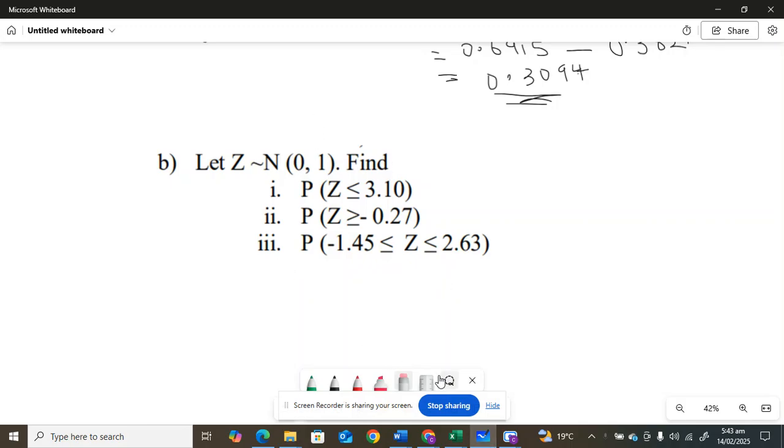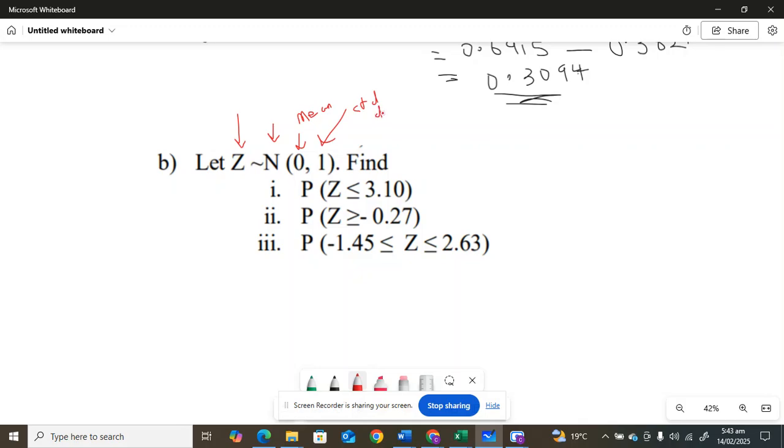All right, so we have our question here. Standard normal distribution. Z represents the standardization. It's been standardized for you. N represents normal distribution. Zero represents the mean. One represents the standard deviation.